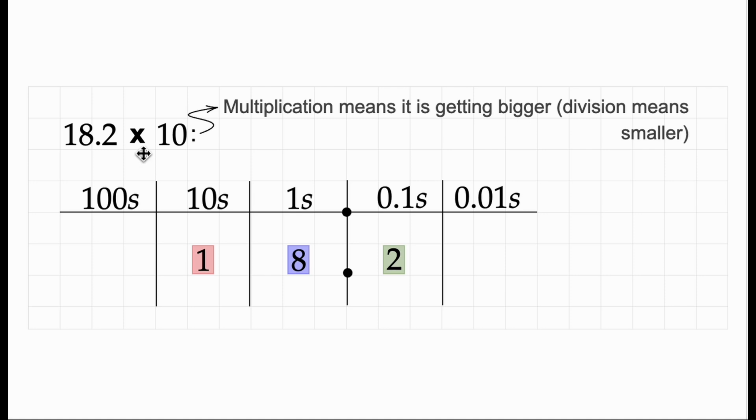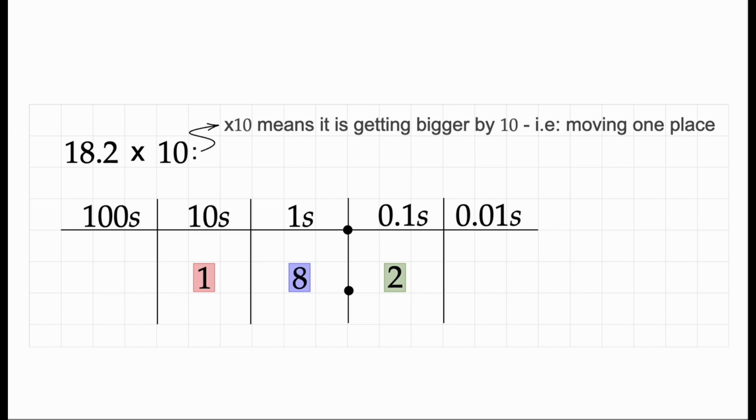Next, you have to determine if the number is getting bigger or smaller. This sum is a multiplication, which means it's getting bigger, as we've got 10 lots of 18.2. If it was a division, however, then it will get smaller. Then you need to figure out how many places you're moving the number by. This sum is times by 10, so we're moving it 1 place. If it was times 100, it'll be 2 places, 1,000, 3 places, and so on and so on.